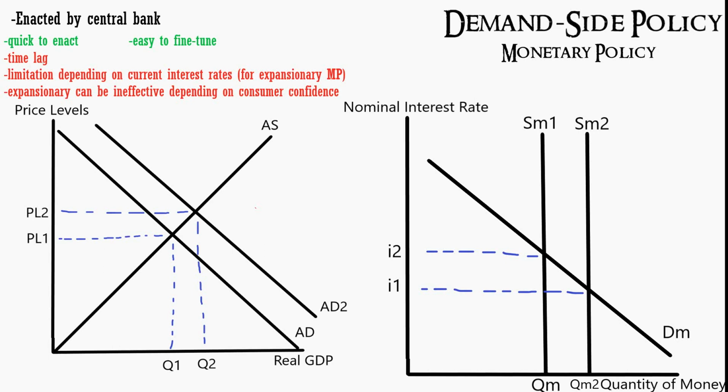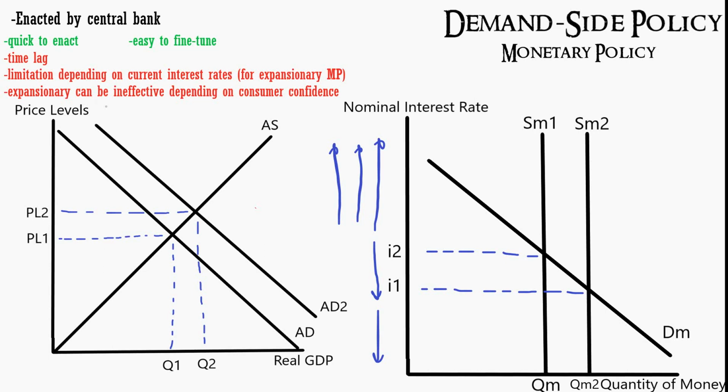But as with any other type of policy, there is a time lag. And for expansionary monetary policy, in terms of interest rates, there's also a limitation. Expansionary monetary policy will bring interest rates down. For contractionary, there's no limit to how high they can be raised. If the government sees there's still inflation, they can just keep raising it. But for expansionary, there's a limit to how low the interest rates can go. So that is a limitation.